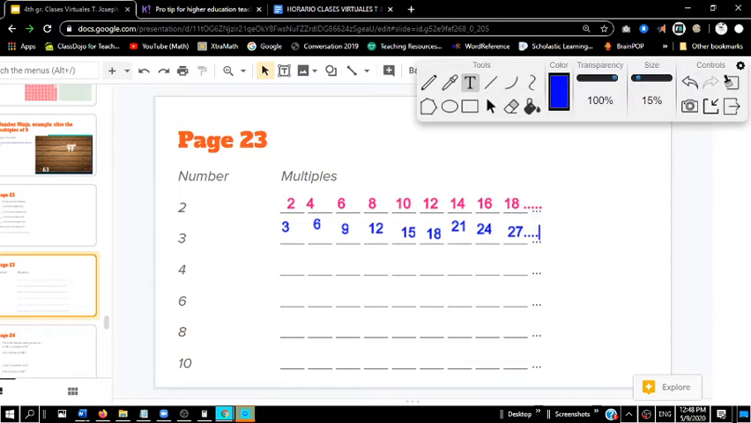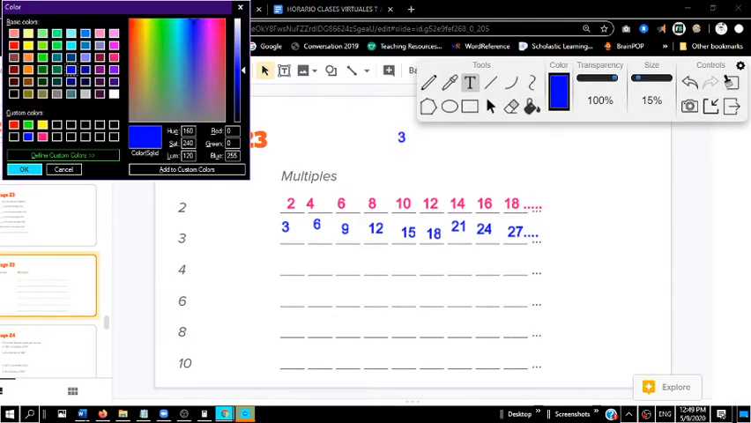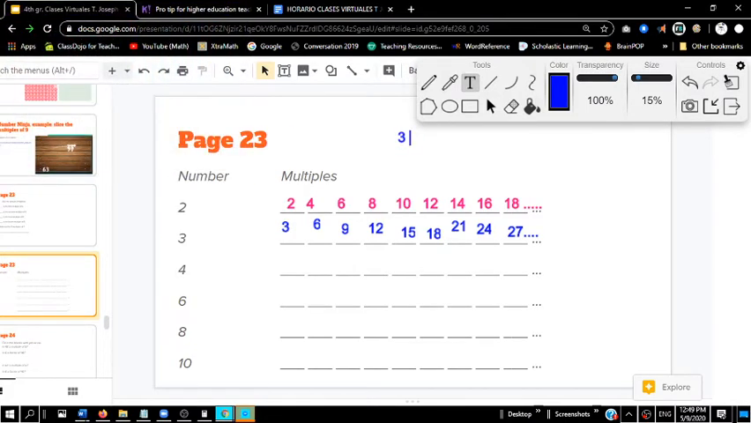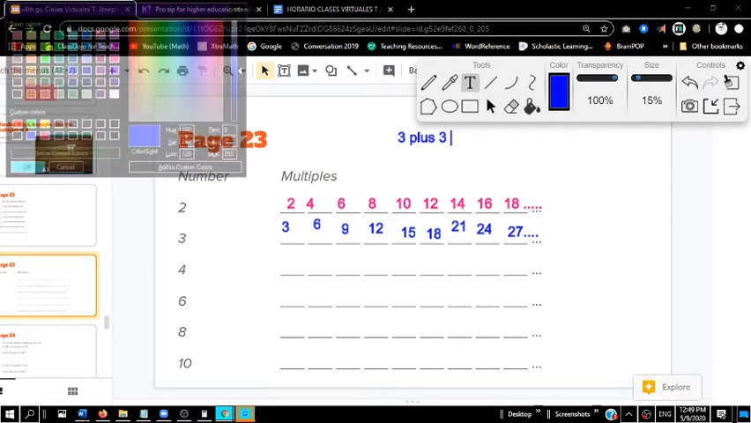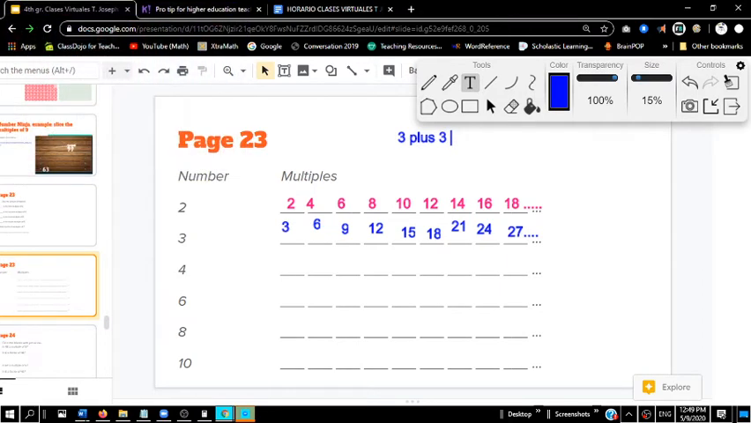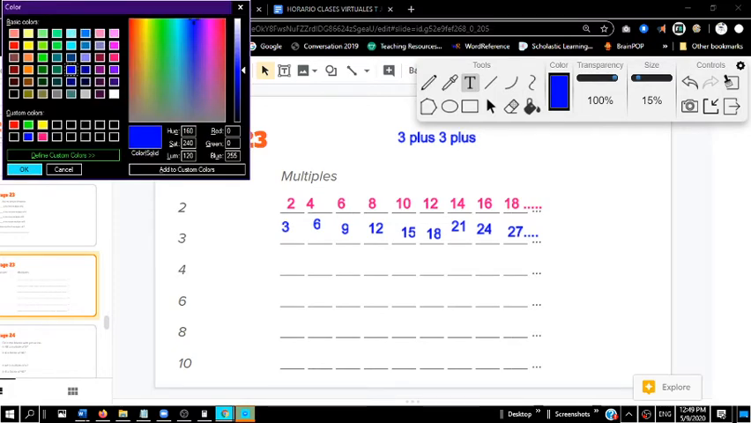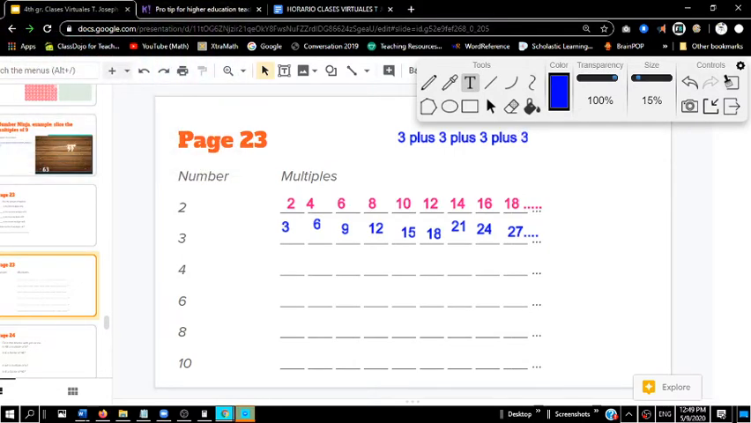Okay, all we're doing is counting by 3. 3 plus 3, 6 plus 3, 9 plus 3, 12 plus 3. Okay, we're adding. You're adding it to itself. So 3 plus 3, and then plus 3, and then plus 3. Okay, so it just continues forever and ever and ever.